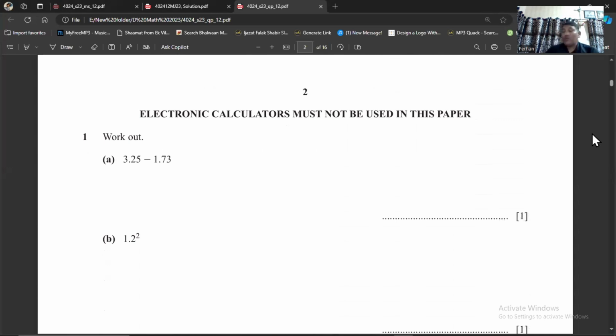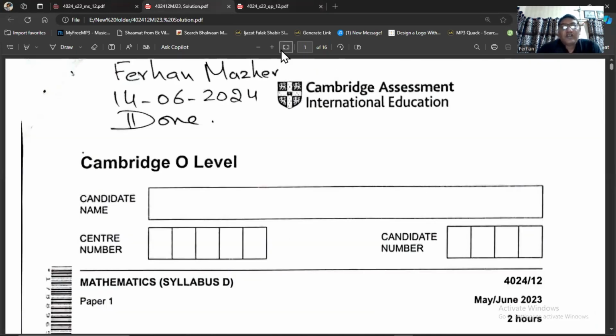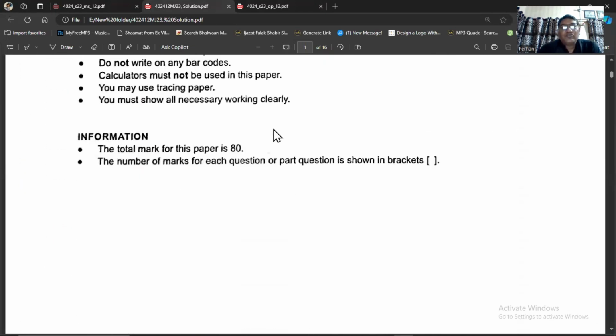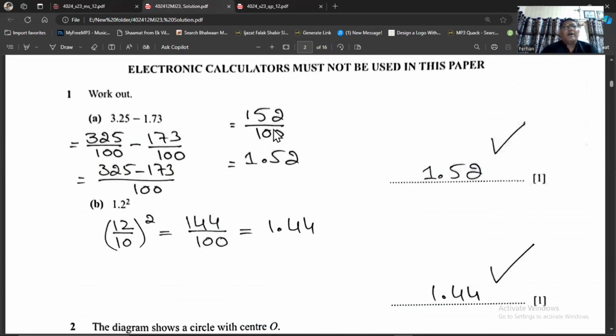We have question number 1, part A. It says work out 3.25 minus 1.73. It's a simple subtraction and we will do that. So I'm going to show you the solution. This is the method by which I did this.